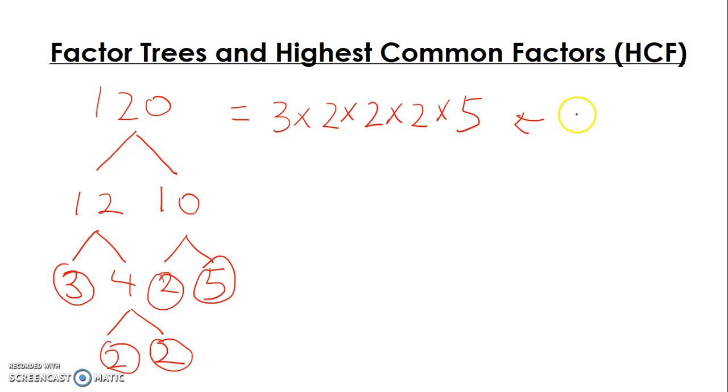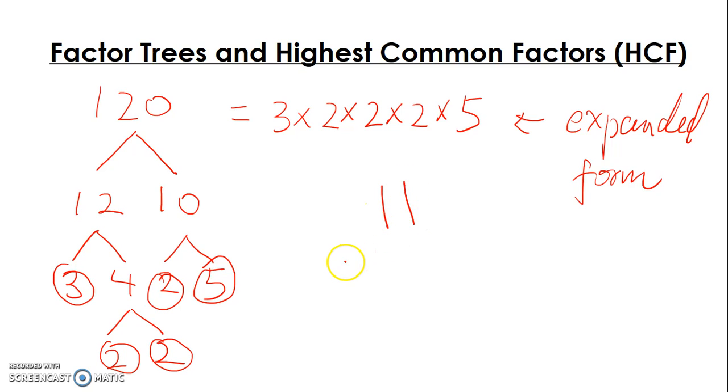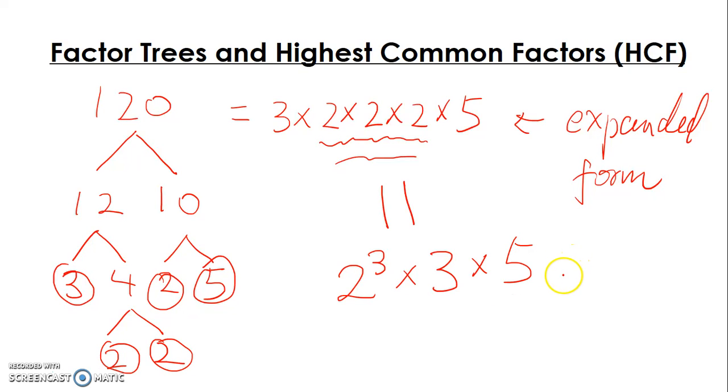Now, specifically here, this is called the expanded form. And excuse the handwriting, haven't got used to this yet. Not only the expanded form that you need to understand, you also need to learn something that is called the index form. And preferably doing things in order, so there are 3 2's in here. So we'll do 2 to the power of 3 times 3 times 5. And this is called the index form.